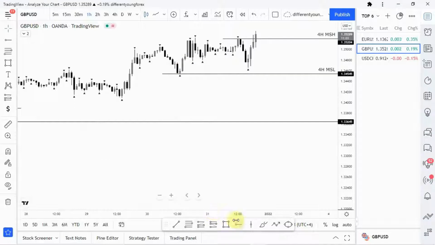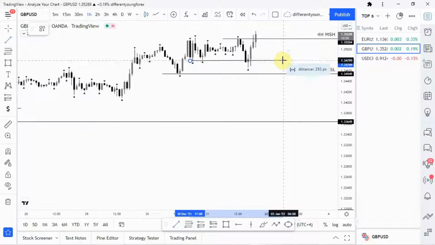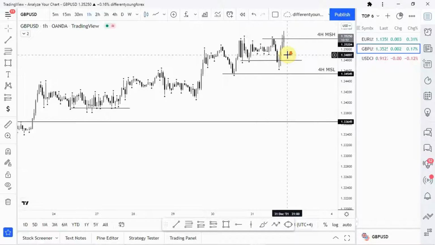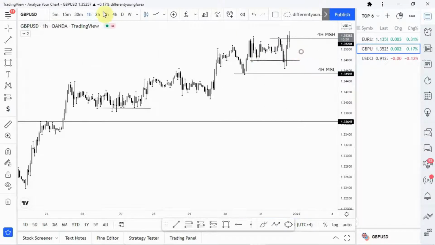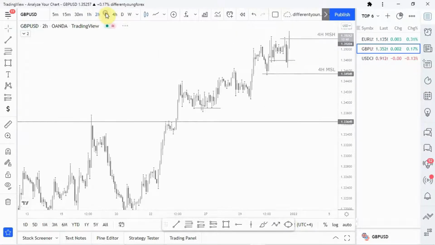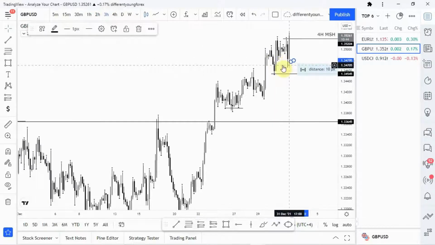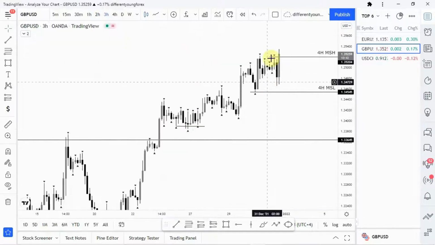It would be better if it had given us a red, because I would be looking to buy that instead of sell, but there was no red. The 2-hour and 3-hour all closed below, but on the 3-hour there was no fractal, so we cannot say it is a red. This is not a red.